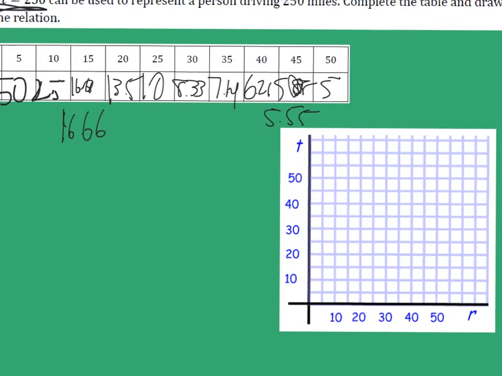So when I graph this thing, that's what I'm plotting. I'm plotting these points. So at 5, I'm at 50. At 10, I'm at 25. At 15, I'm at 16.6. At 20, I'm at 12.5. So you start to get kind of an idea what this is going to look like. But this is going to bottom out there. So that's kind of what that graph is going to look like.